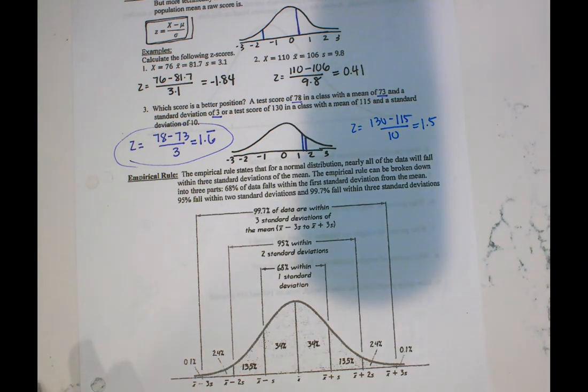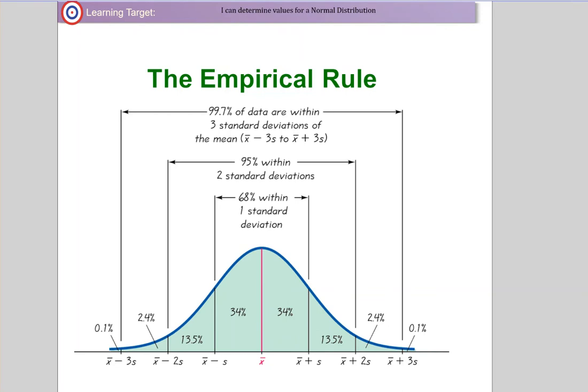And the empirical rule tells us that if we're within 1 standard deviation of the mean, 68% of our data lives within 1 standard deviation of the mean. So that means overall 68% of the time we're falling within 1 standard deviation of the mean. 95% of our data is within 2 standard deviations of the mean. And then 99.7 is within 3 standard deviations. So these numbers are going to be very important for us to remember.